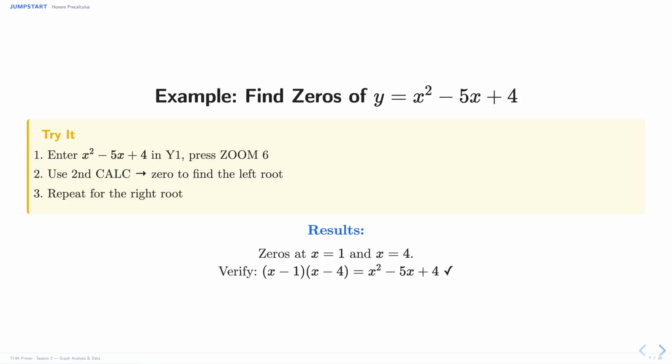Let's work through an example to find the zeros of the function y equals x squared minus 5x plus 4. Start by entering the function into y1 and then press zoom 6 to graph it. Use the zero feature to find the left root first, and then repeat the process for the right root. You should find zeros at x equals 1 and x equals 4. You can verify this by factoring the equation.